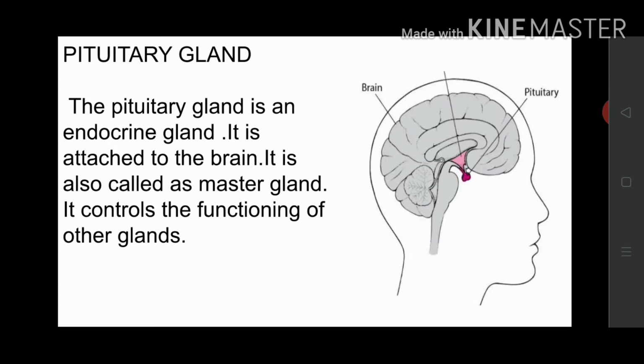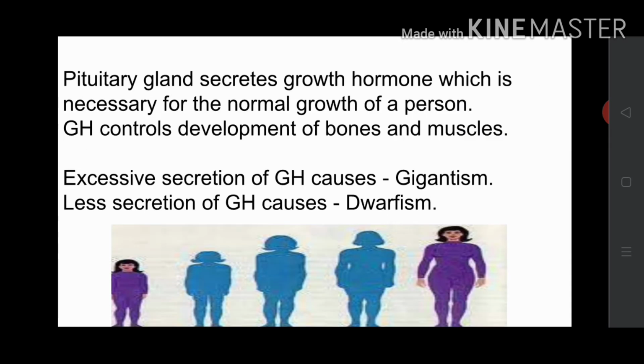Pituitary gland. It is an endocrine gland. It is attached to the brain. It is also called the master gland because it controls the functioning of all other glands. Pituitary glands secrete growth hormone, which is necessary for the normal growth of a person. Growth hormone controls development of bones and muscles. Excessive secretion of growth hormone causes gigantism and less secretion of growth hormone causes dwarfism.